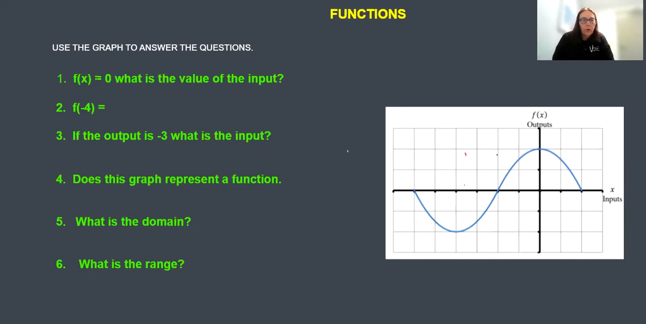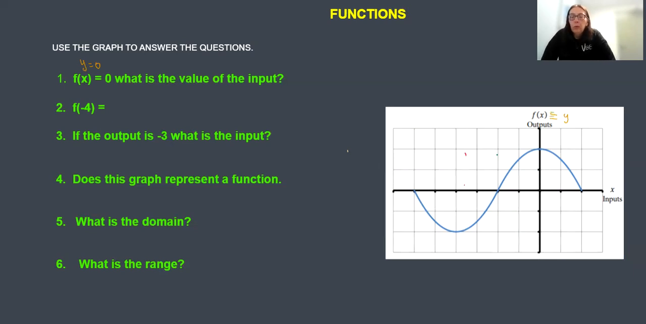The first thing I want you to notice: f of x represents your output, which is also your y. So f of x is your y coordinate. I want you to remember that. And your inputs are your x coordinates. So in number 1, where it says f of x equals 0, another way to say that is y equals 0. So when I answer this question, I want to know where y is 0.